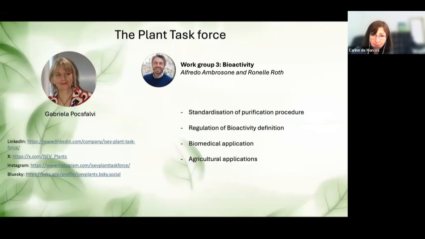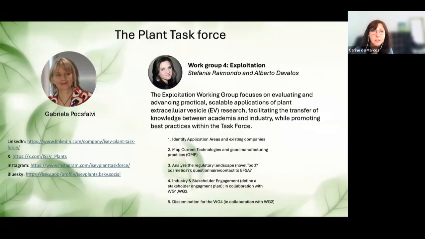Working group 3, led by Alfredo on bioactivity, is tasked with standardizing purification procedures across different types of plant-derived vesicles and plant EVs. They are also trying to find a regulation on bioactivity definition. So, for example, if you have vesicles from pomegranate or vesicles from ginger, how do you compare the activity? Is it just in number of vesicles, or can you compare it with something different? They are also tasked with homogenizing biomedical applications and agricultural applications.